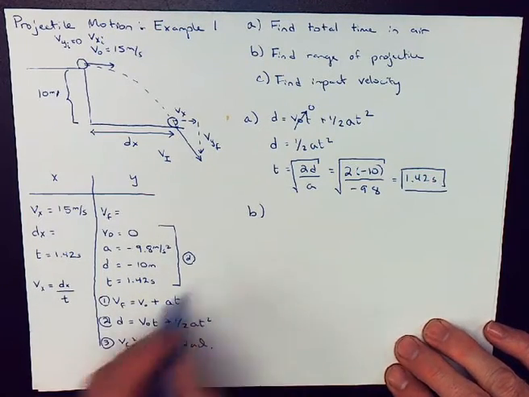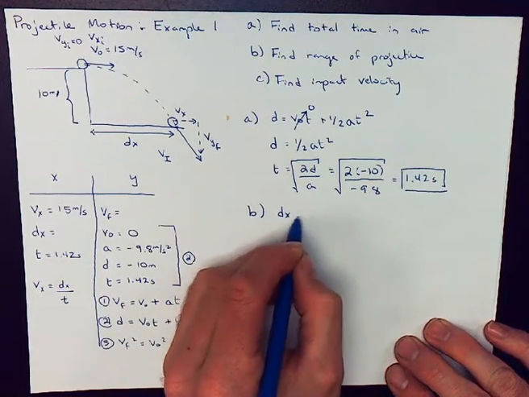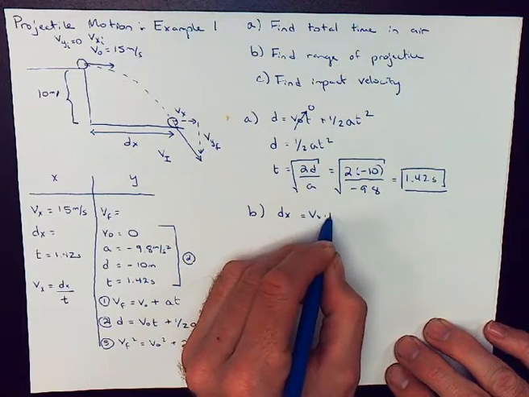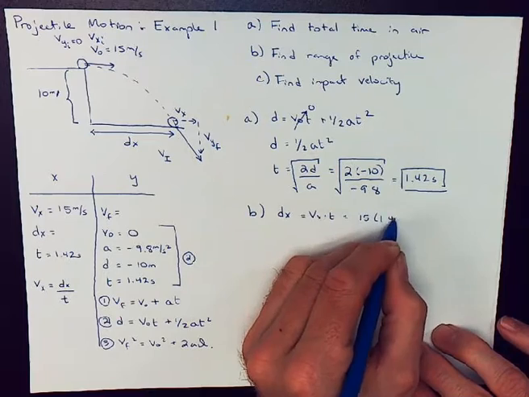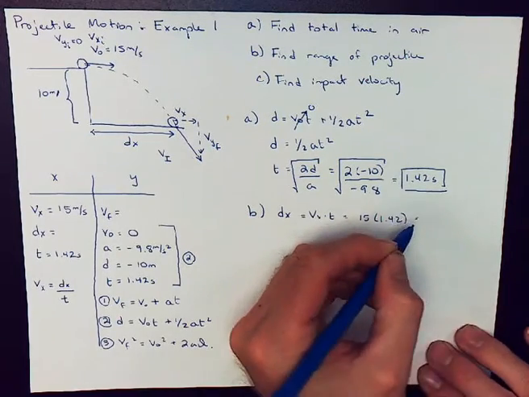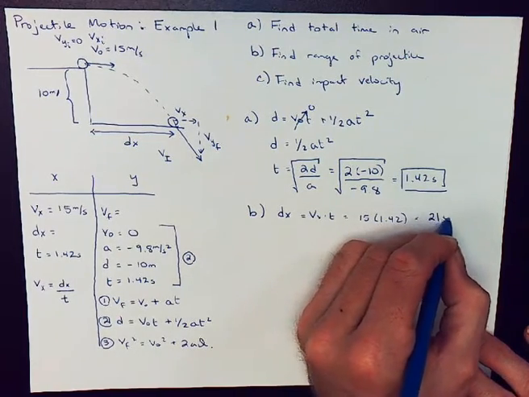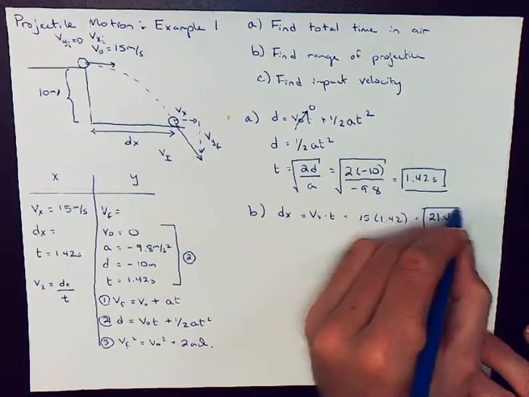From there I can use my equation, rearranging for d. dx is Vx times time. That is 15 times 1.42, or 21.4 meters.